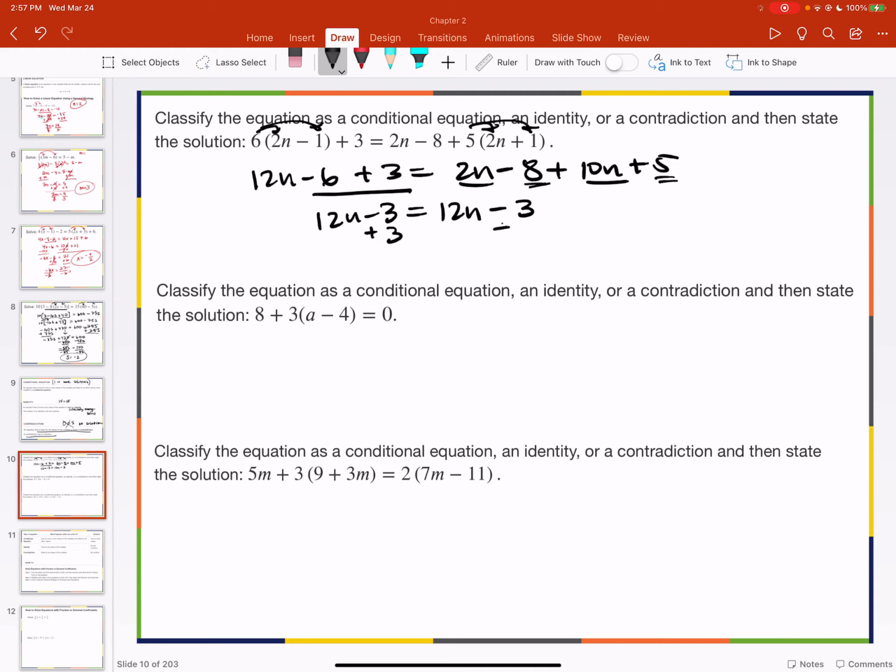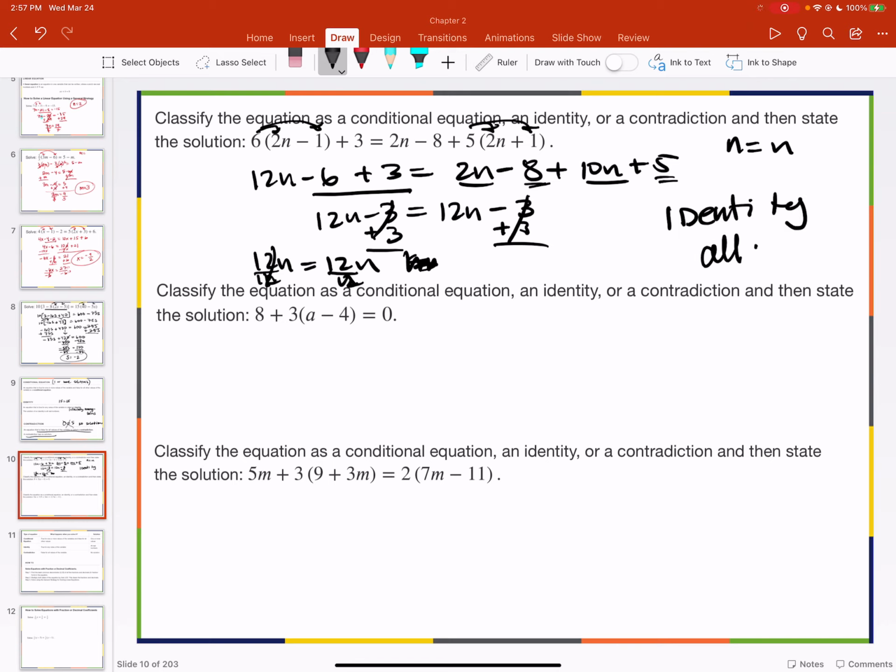But let's say if we didn't realize that and we added 3 to both sides, you would get 12n equals 12n. Okay, so finally, if you divided by 12, you would get n is equal to n. So what that means is that it could be anything. So if n equals n, that's true all the time. So you have an identity. So that means all real numbers are the solutions, okay?